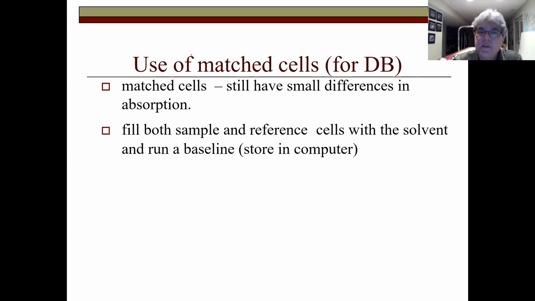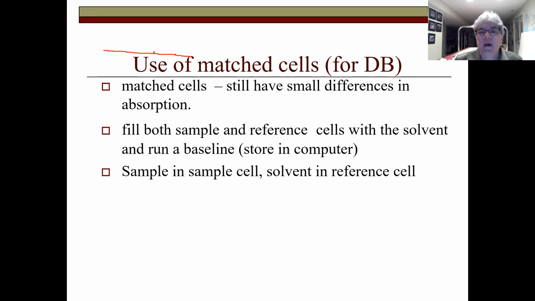So the first thing you have to do is to actually fill both cells with your solvent, and you run a baseline. Okay, so you're going to be running your baseline, and it should be very, very flat, but you know, might have a couple places where it's just a little bit off. And then you're going to store that as your baseline in your computer.